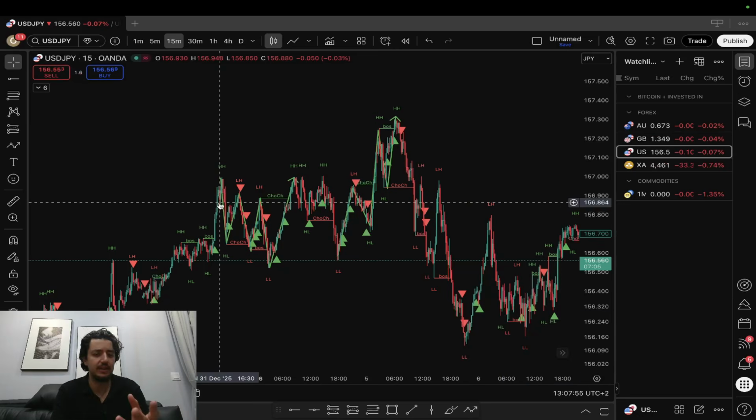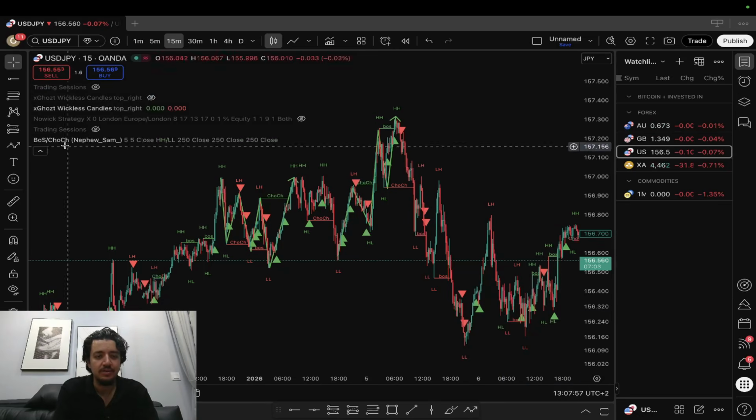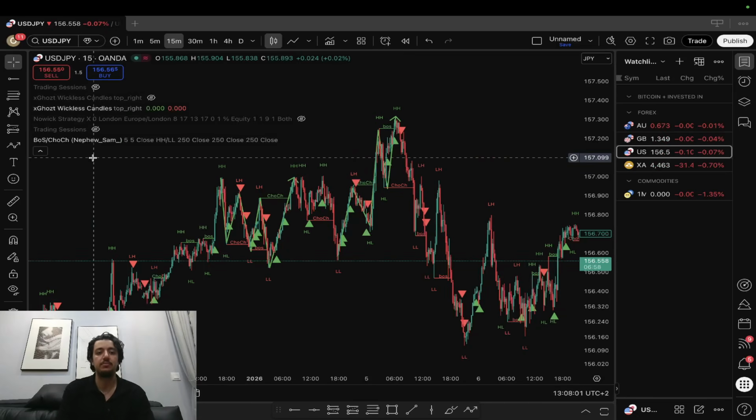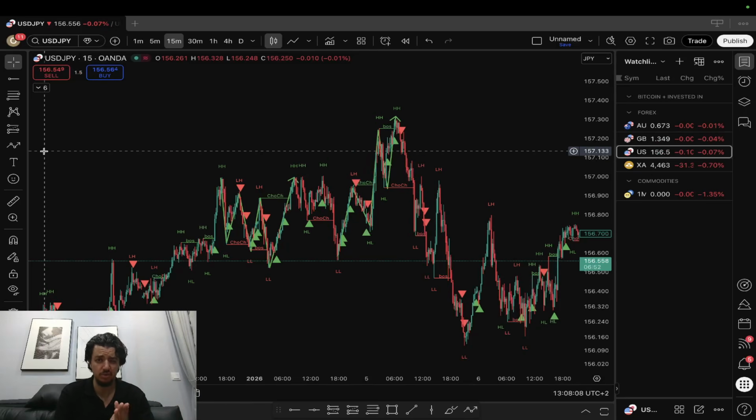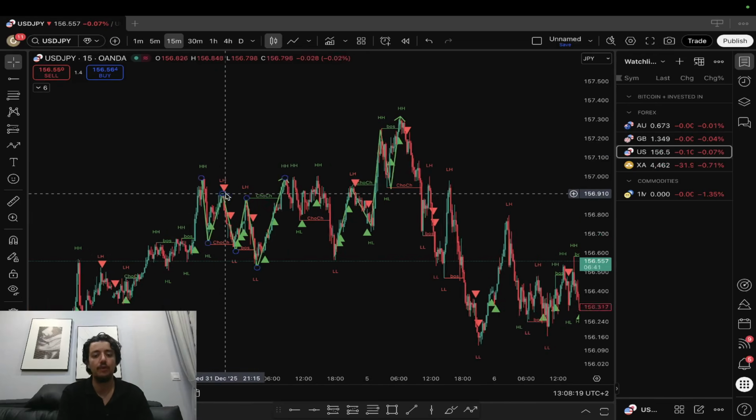I forgot to give you the indicator. So this is the indicator. It's called break of structure / change of character by Nephew Sam. You can screenshot it, just go add it to your TradingView. Just don't depend on it too much, because if you end up depending on it too much, sometimes it does make mistakes, okay? It does make mistakes, but overall it does help.